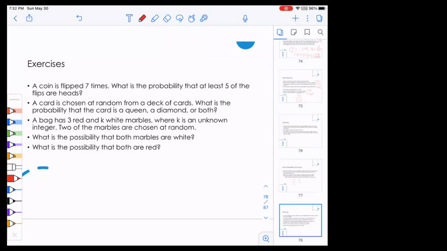All right, so I'll be going over these right now. So the first one is, I think, pretty simple. A coin is flipped 7 times. What's the probability that at least 5 of the flips are heads?